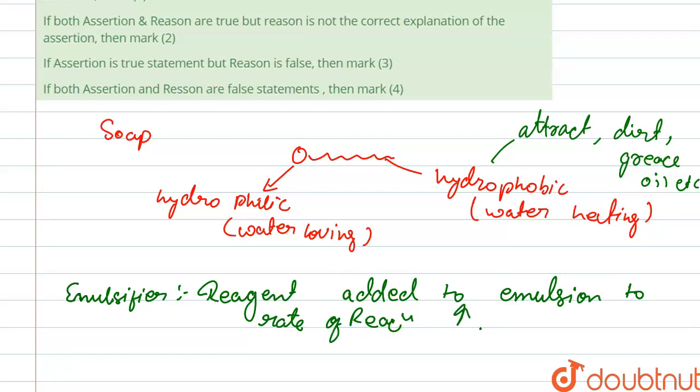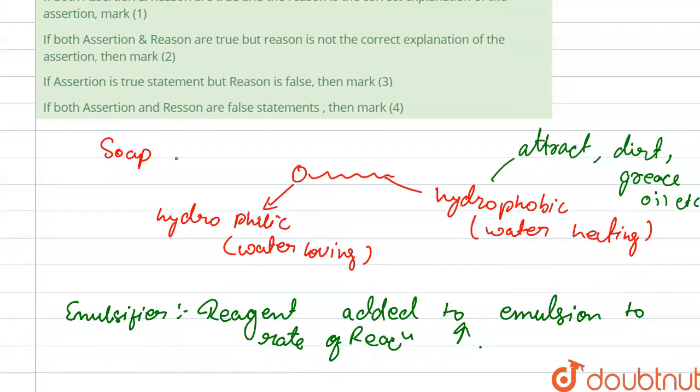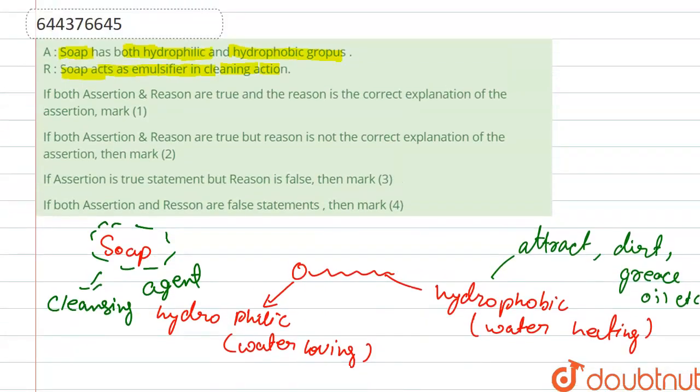So here our soap works as emulsifier, right? So it is correct. And soap acts as a cleansing agent, right? So it is also correct. So our assertion is true and reason is also true. So we can say that if both assertion and reason are true, and reason is a correct explanation of assertion, so our correct option is option A.